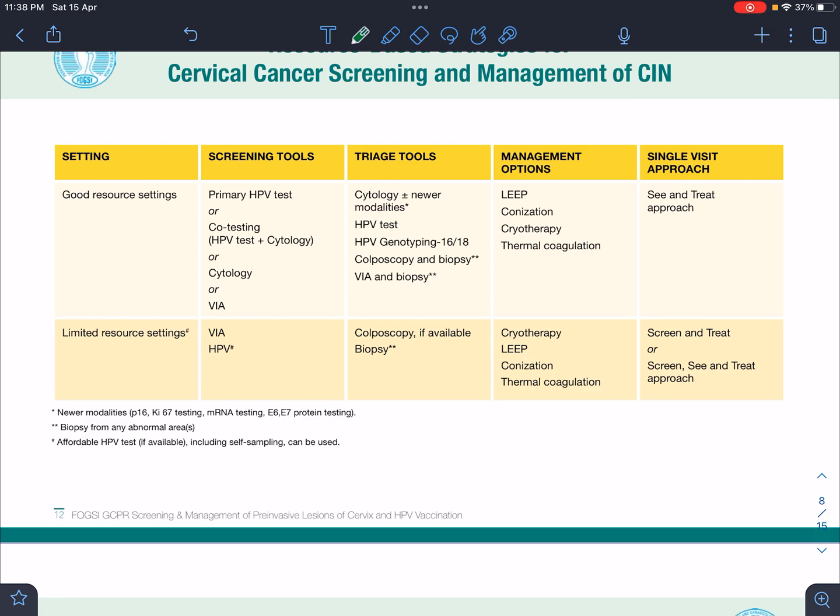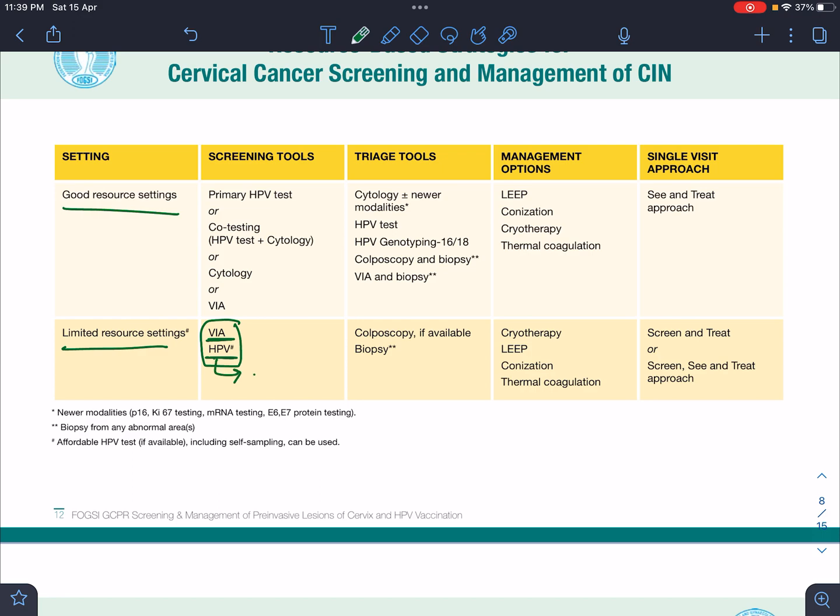So WHO comes up with guidelines to tell these countries what they can adapt based on their existing medical infrastructure. Also, FOGSI is the Federation of Obstetricians and Gynecologists in India, and it modifies those guidelines as per India's needs. So they have divided into good resource setting and limited resource. In limited resource setting, they are saying you do VIA and you do HPV. So I'll tell you why. When you're doing VIA, you yourself can tell the result. Whatever you're getting after it, you are able to analyze it and interpret it.